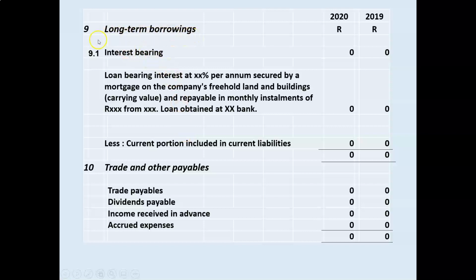Long-term borrowings, we've done that before, interest-bearing, the loan bearing interest at so much, secured by a mortgage loan of the company's pre-owned land and buildings, of a carrying value of whatever, and repayable in monthly installments of so much from that date onwards. The loan is obtained from XX Bank, and we're going to transfer the short-term portion to current liabilities. Trade and other payables. Trade payables, dividends payable, income received in advance, accrued expenses, whatever that line item is made up of, I have to show.